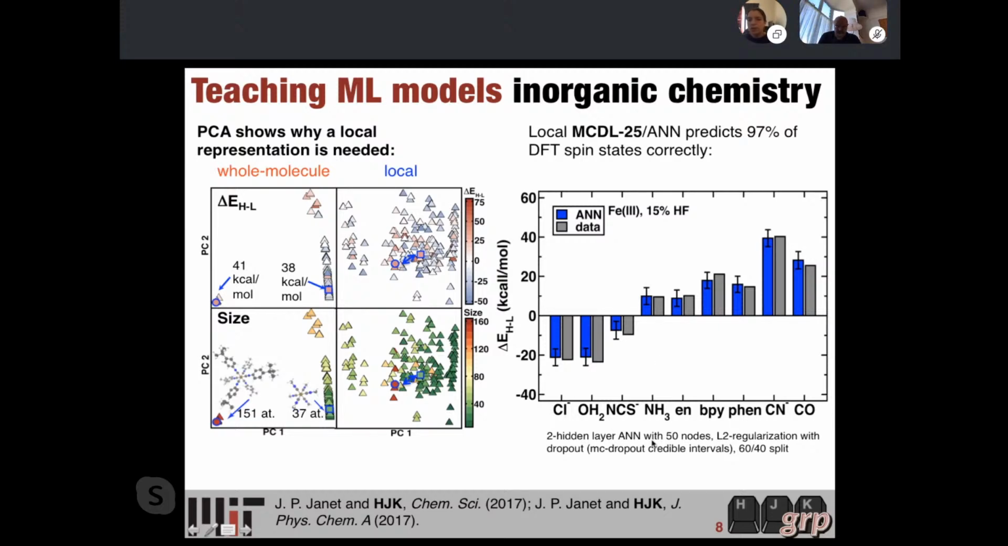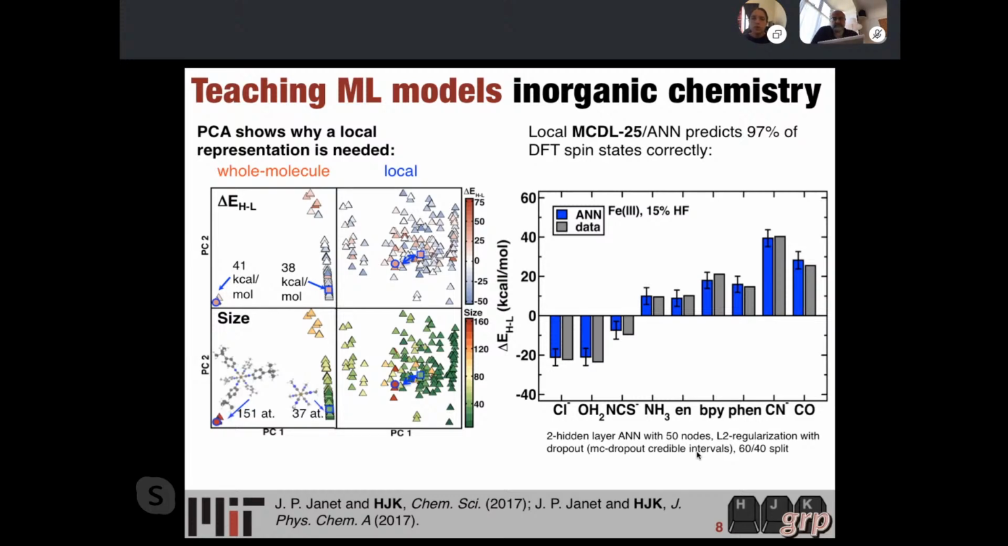I won't go into the details of this except to say we first tried to use credible intervals to understand the uncertainty of the model with Monte Carlo dropout. I will come back to that in a few minutes. And what we treated as ground truth here was DFT. So our goal here was to reproduce DFT data.